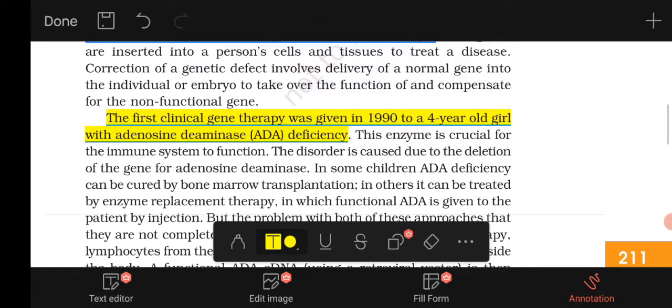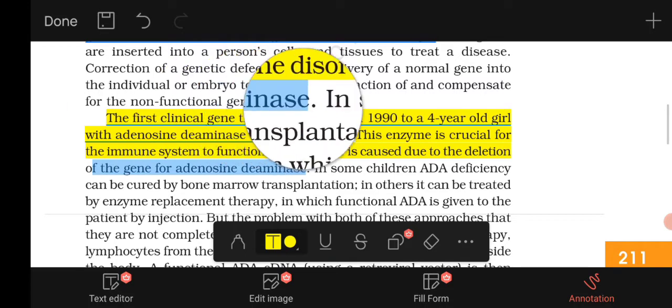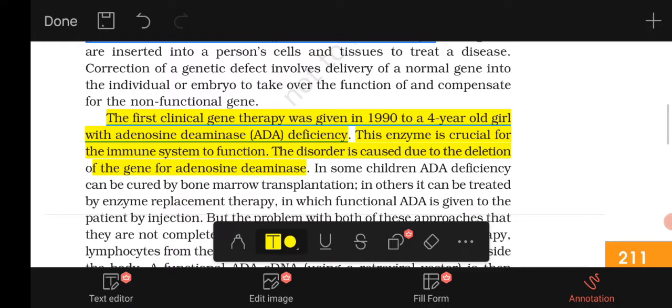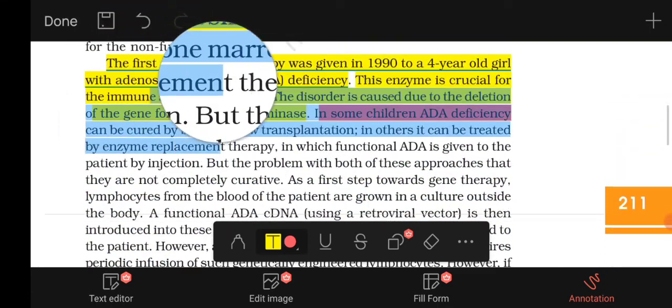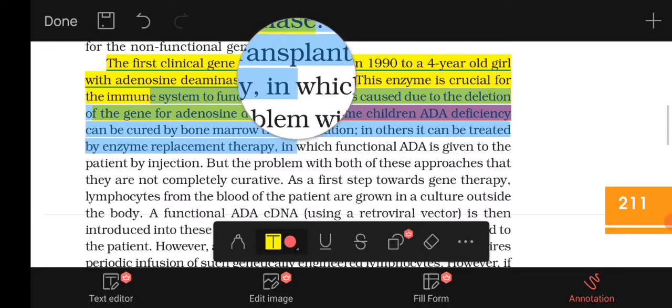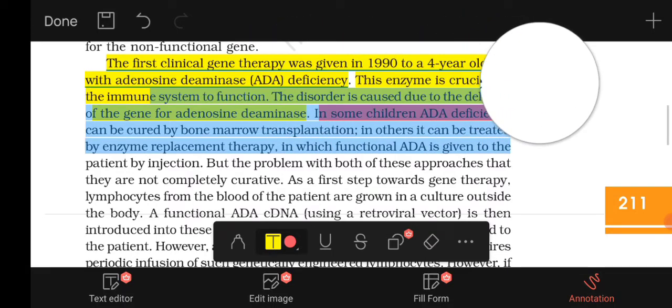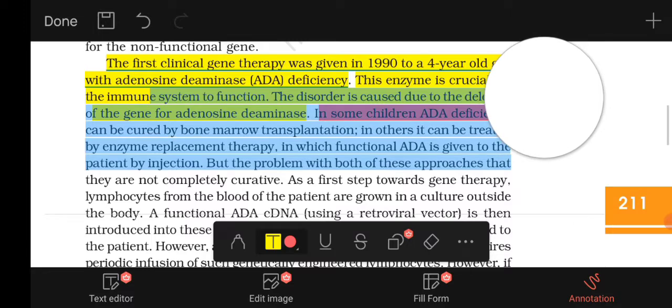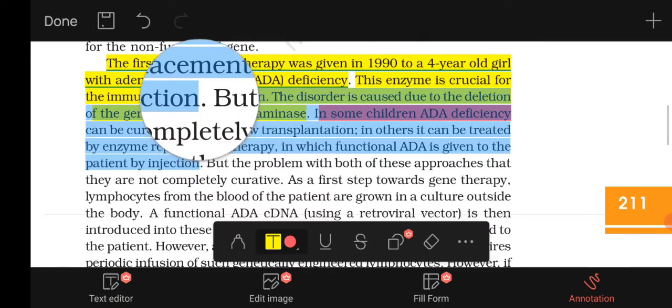The enzyme, adenosine deaminase, produced by the adenosine deaminase gene, is crucial for the immune system to function, and this disorder is caused due to the deletion of the gene for adenosine deaminase. So when the gene is deleted, or when it is non-functional, this disorder is caused. In some children, this adenosine deaminase deficiency can be cured by bone marrow transplantation, while in others, it can be treated by enzyme replacement therapy, in which a functional adenosine deaminase is given to the patient by injection.